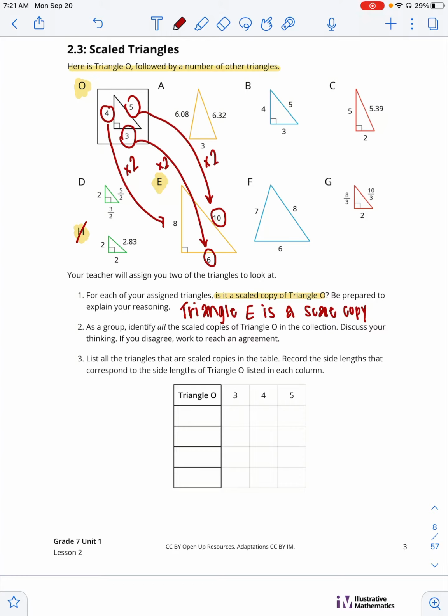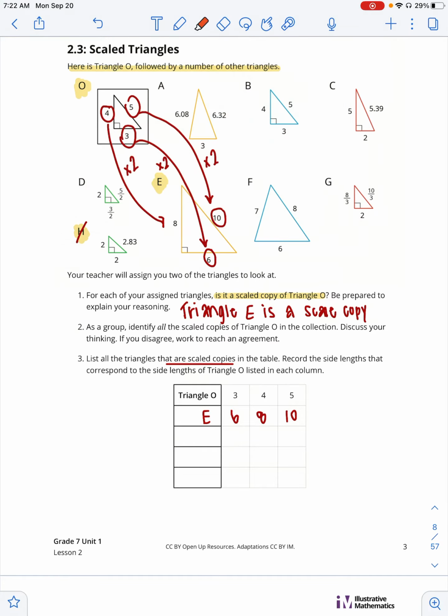List all the triangles that are scaled copies in the table and record the side lengths that correspond to the side lengths of triangle O listed in each column. So what is E, since we just talked about it? 3 in triangle O became 6, 4 activity, but I want us to look at a couple more triangles.